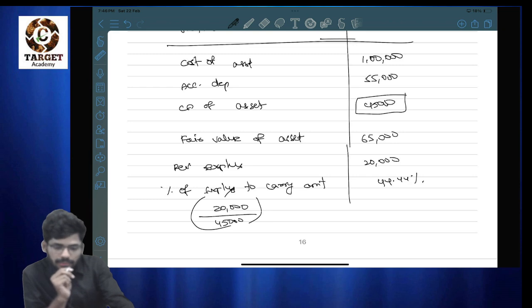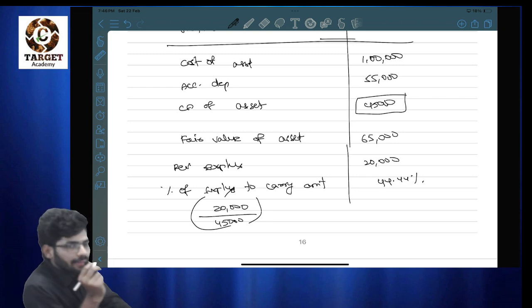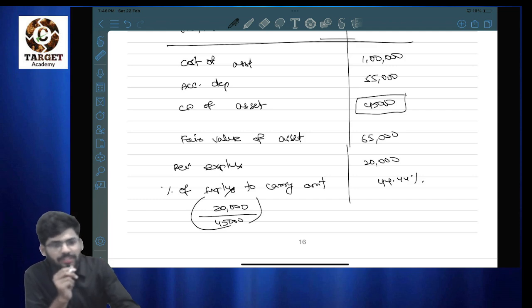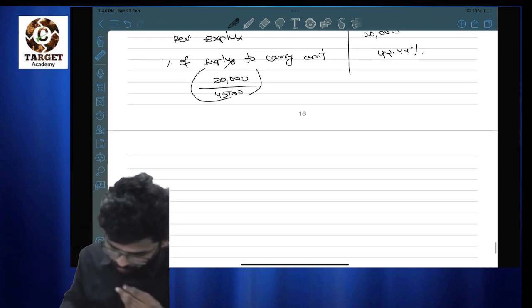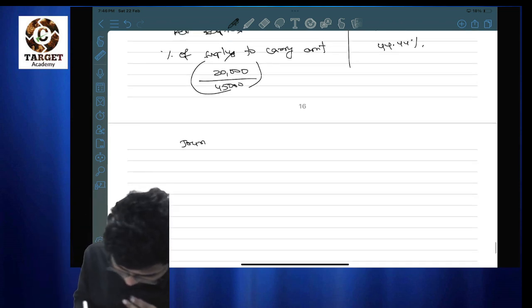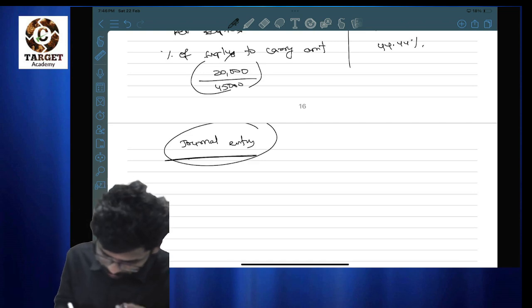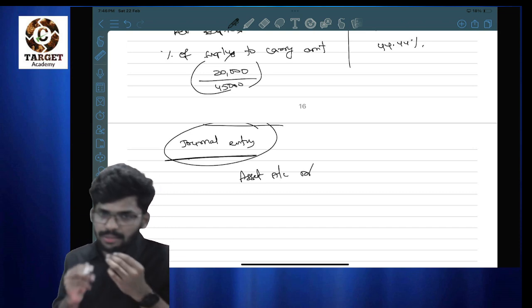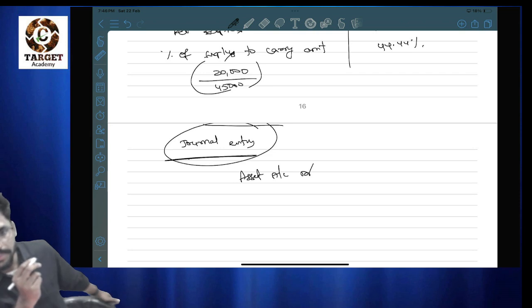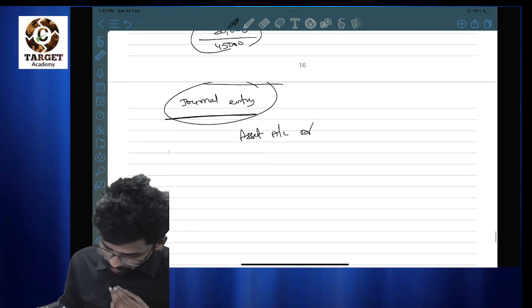Now, revaluation amount, how much, sir? Here, the revaluation amount of 20,000 will not change. Correct or not? Under the restatement approach. So, coming to the journal entry under the restatement approach, please note down. Asset account debit.